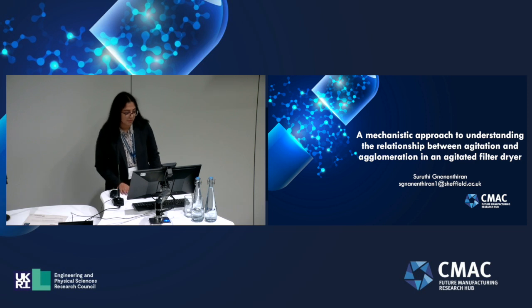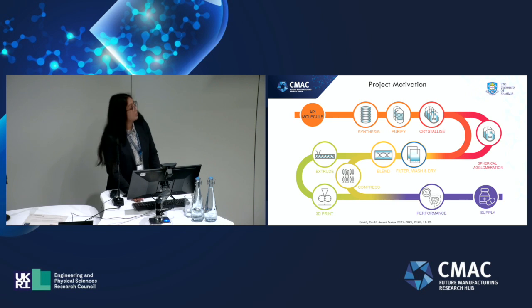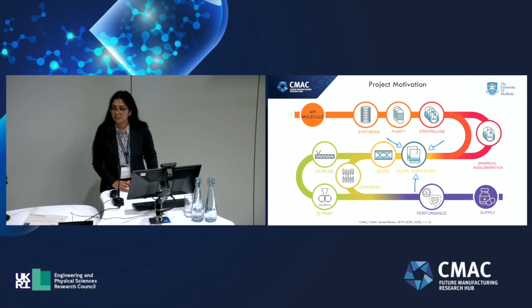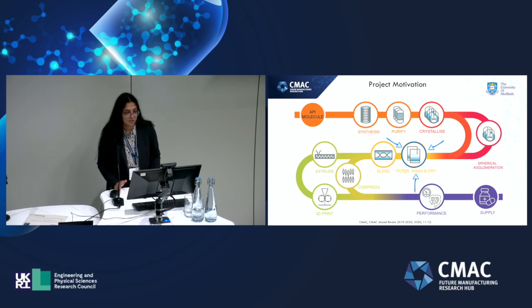I'm going to be telling you a bit about my project, which is looking at undesired agglomeration in agitated filter dryers. So you've all probably become very familiar with this diagram by now, but it shows some of the various steps involved in manufacturing APIs. And I guess what I really want to point out is the isolation stage, and specifically drying. So that's an essential part of virtually all API manufacturing processes, but currently there's a lack of predictive tools when it comes to drying, more specifically agitated drying.